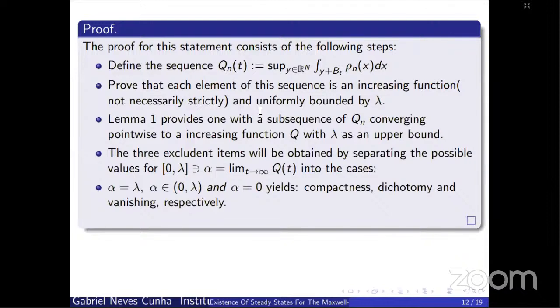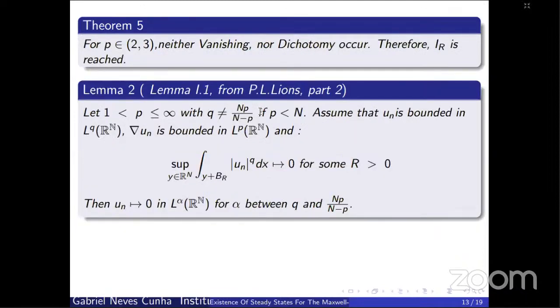So in order to show that vanishing does not occur, we use a second lemma. We are going to use the previous lemma to show that dichotomy cannot occur.